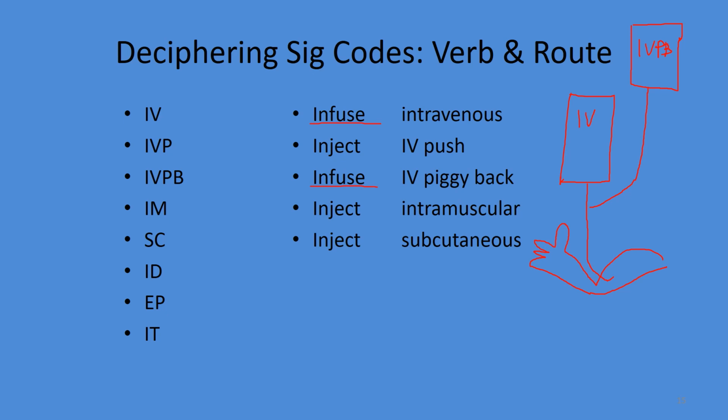Next, we have IV push. So with IV push, there's actually going to be a catheter site where you can attach a syringe, and you're going to push the drug into the fluid stream, and then that'll enter into the patient. Since this is in a syringe, the verb's going to be inject.